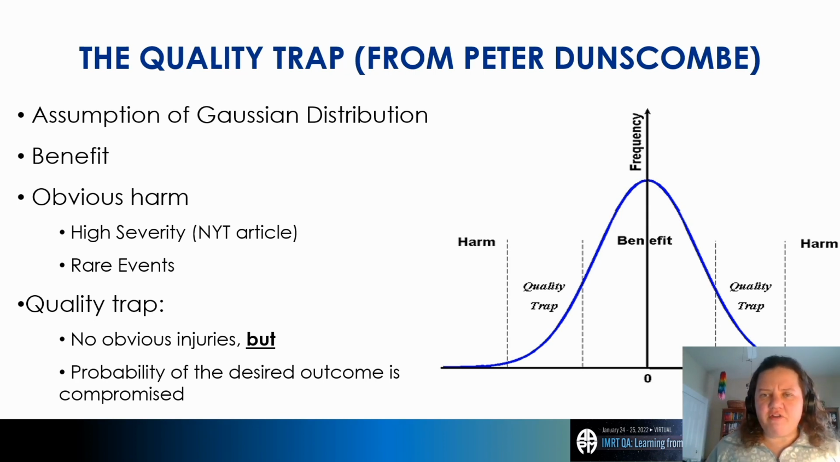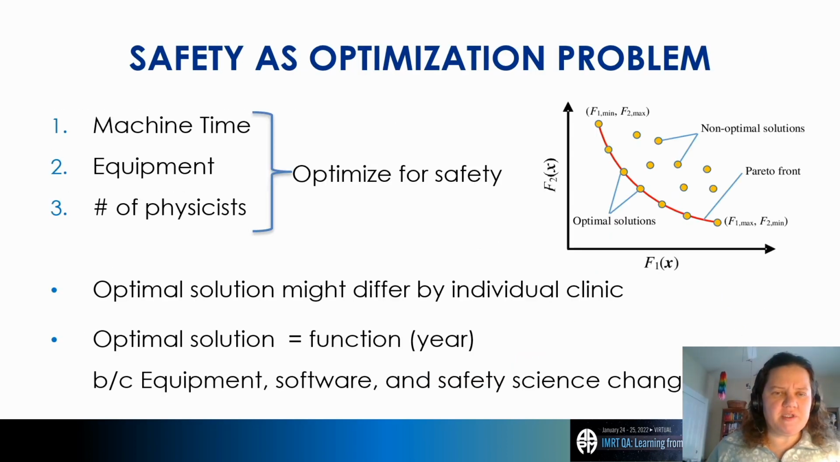But between this area of benefit and this area of harm is the so-called quality trap, where there are no obvious injuries, but the probability of the desired outcome is compromised because we are deviating from the ideal IMRT delivery. To reduce the standard deviation of the normal distribution I just showed you, we need to take our resources, that is machine time, the equipment we have in our department, and the number of physicists, and optimize these parameters for maximum safety. It's a Pareto front, hopefully, where there is a set of optimal solutions.